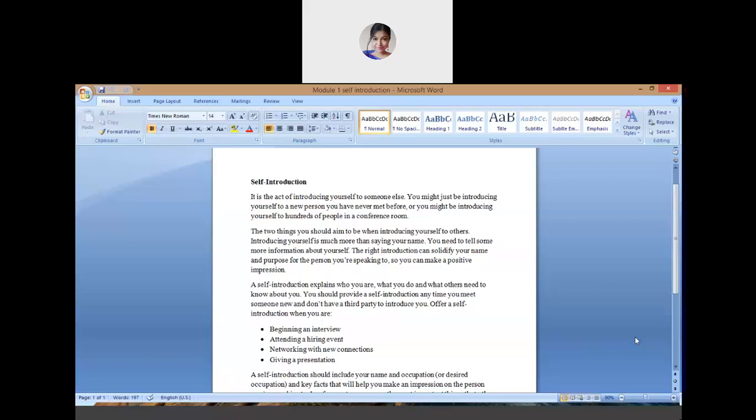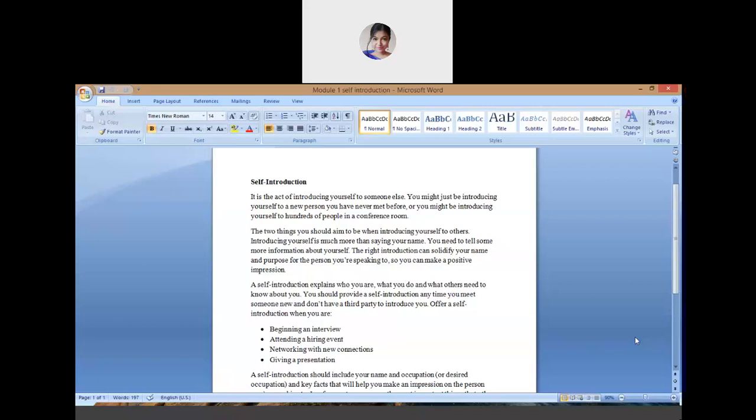But do not mention anything which you cannot prove. You must have the certificates, and only if you have the certificate can you mention that.